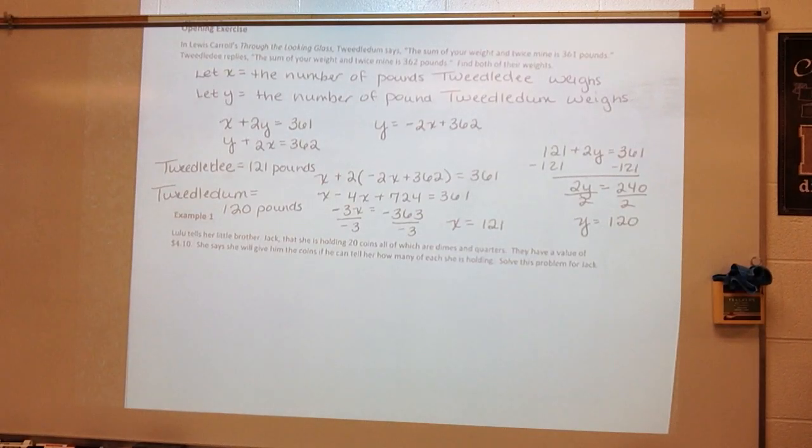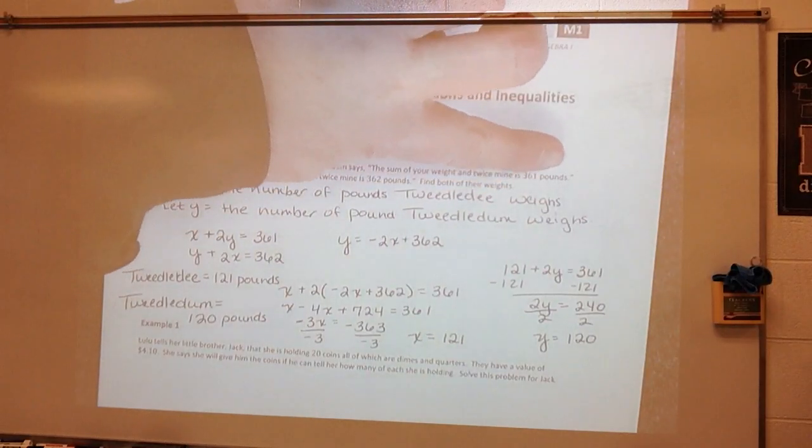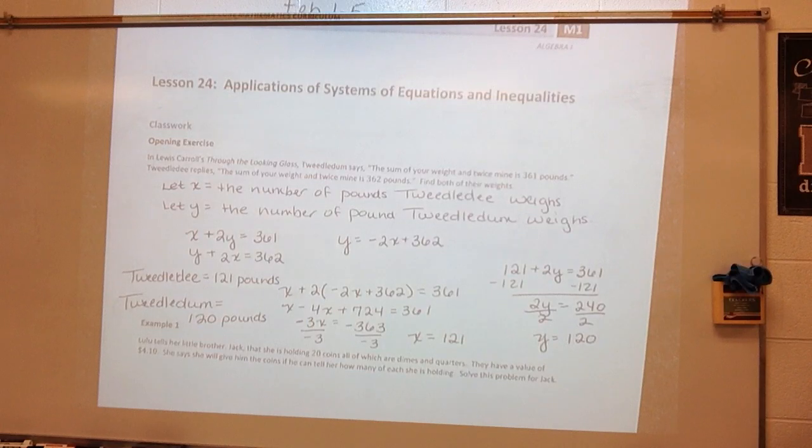Could we have solved the problem using only Tweedledum's sentence? Okay, so if Tweedledum says the sum of your weight and twice mine is 361 pounds, could we have figured it out just with that sentence? Hopefully you said no, because there are two unknowns. We don't know what either one of them weighs, so therefore I can't figure this out. Had I known what one of them weighs, I could have, but since I don't, I can't figure it out with just what he said. So in this situation, there are two unknowns, so we have to have two equations.